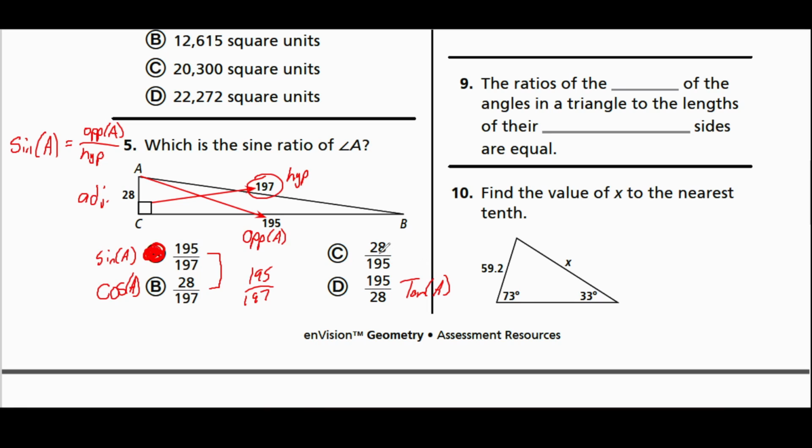28 over 195 is the tangent of B. So again, it's good to know all these things, but be careful on test day. Double check, verify, see if you come up with any questions. Start doing that process of elimination. It'll help you out immensely.